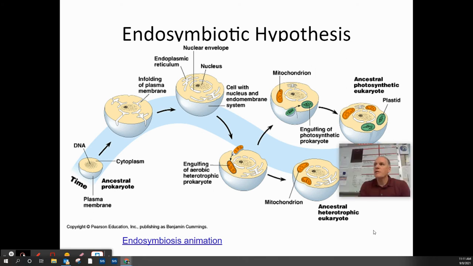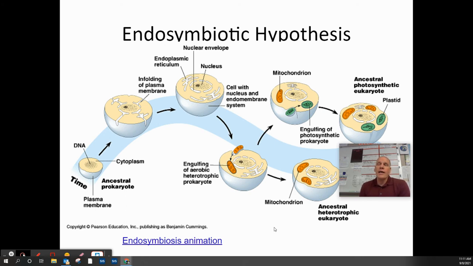Okay, and basically what the endosymbiotic hypothesis says is that organelles such as the chloroplast and the mitochondria were once free-living bacteria that became engulfed into a proeukaryotic cell. We believe this happened sometime about 2 billion years ago. So basically, how do we know that? Where's the evidence for that?